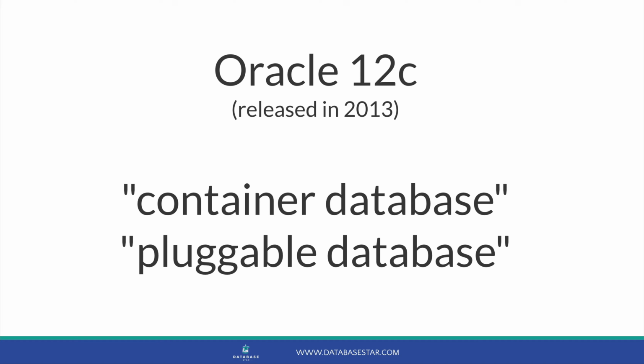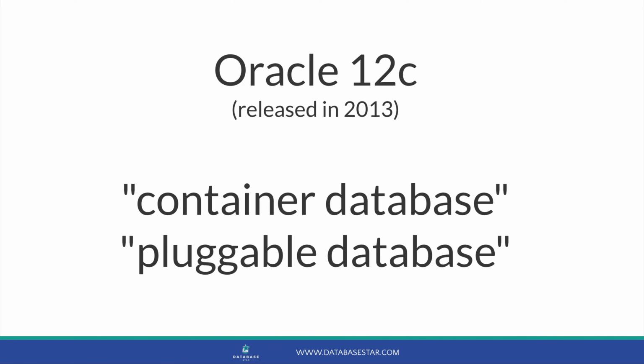Back in Oracle 12c, which was a few years ago now, the architecture of the Oracle database was changed. The concepts of a container database and a pluggable database were introduced. This concept has remained in every version of the Oracle database since 12c, so if you're running any version since then, this is how the database is set up. What is a container database and what is a pluggable database?